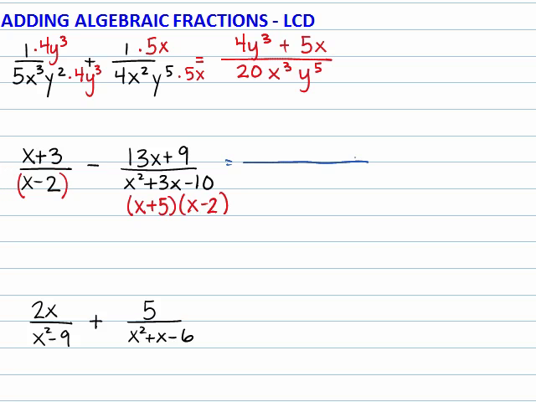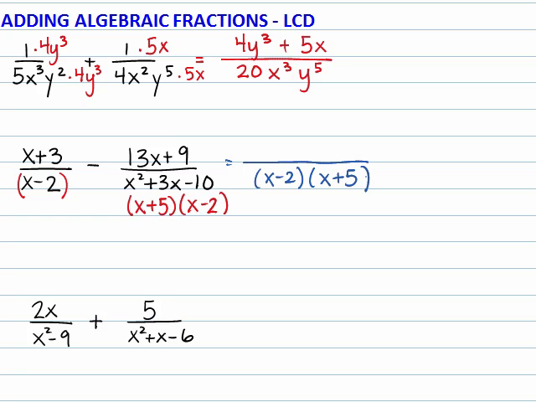The least common denominator has to contain x minus 2, and to the first power it's enough, since the first denominator has it to the first power and the second denominator has it to the first power. And it also has to contain x plus 5, because x plus 5 is a factor of the second denominator. The least common denominator, therefore, is x minus 2, x plus 5.